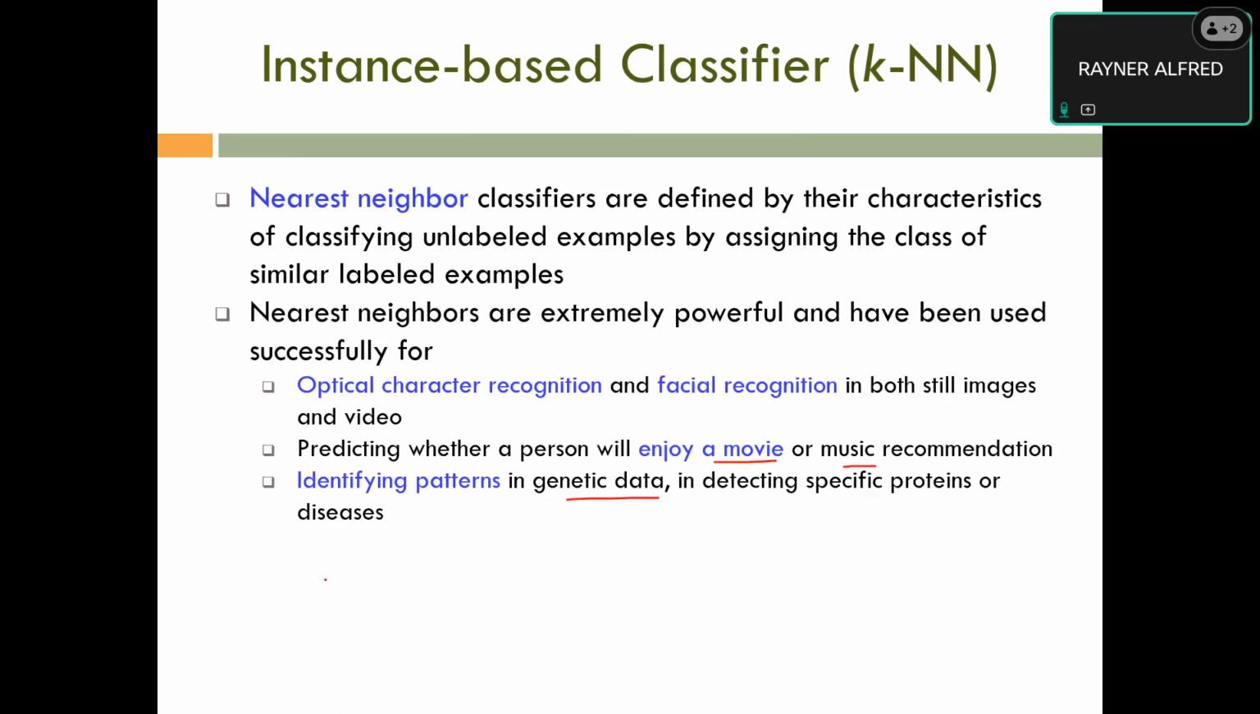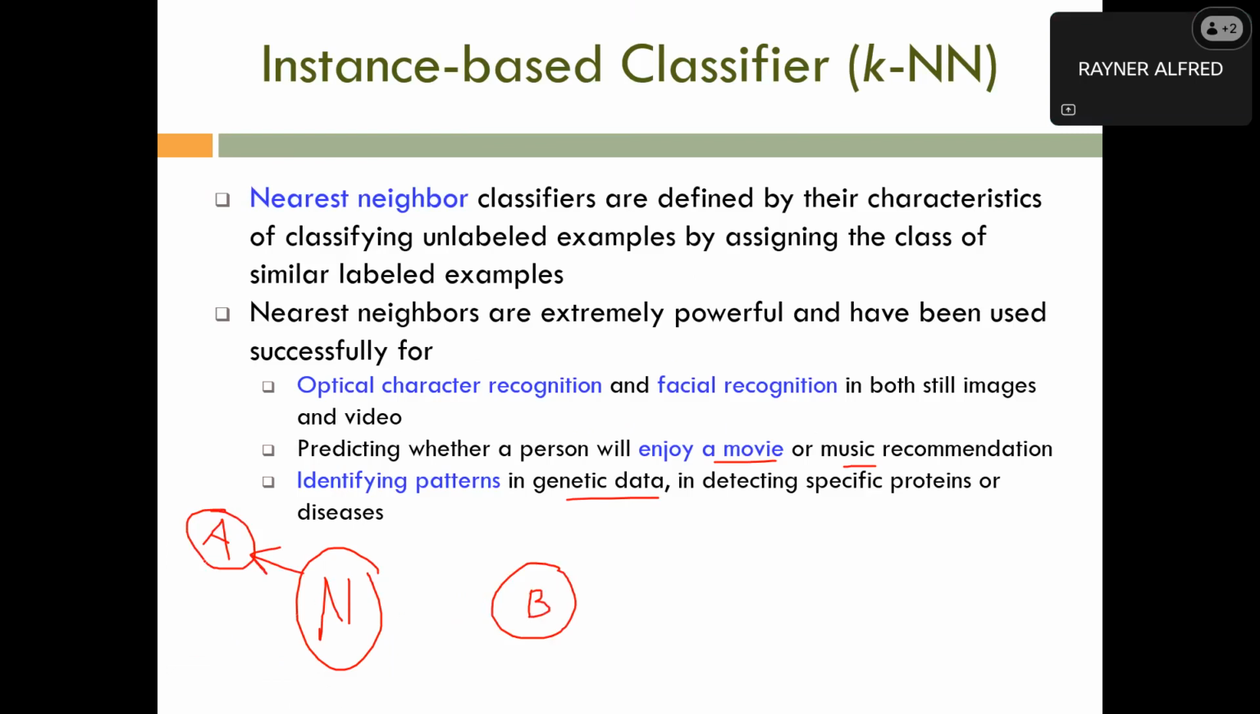So basically, if you have a new item here, you will look for the nearest neighbor. For example, if you have this and this, the nearest neighbor will be this one. Let's suppose the label for this one is A, class A, and this is class B. Since this new item is nearer to this particular neighbor, they will take this A and assign this one as A as well.